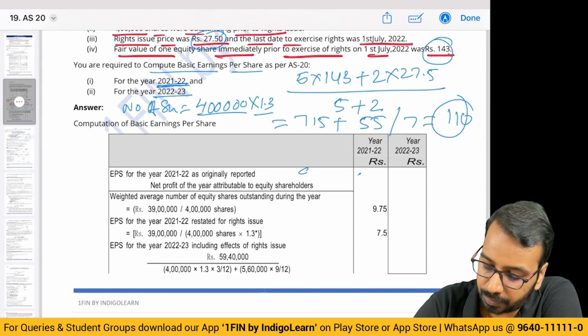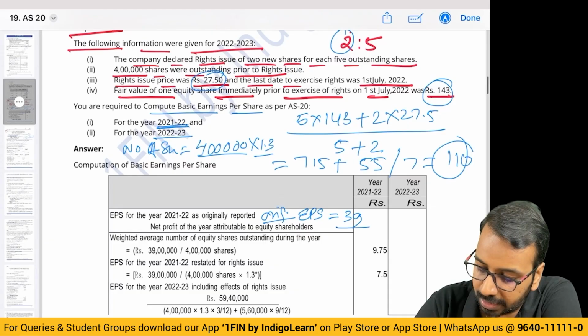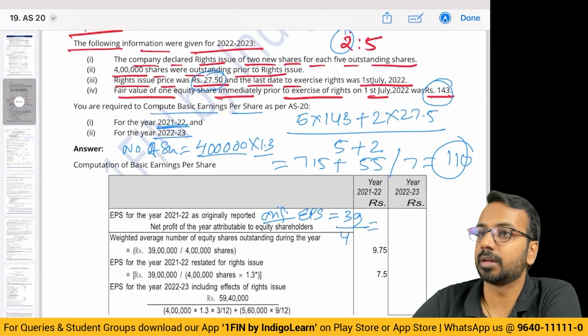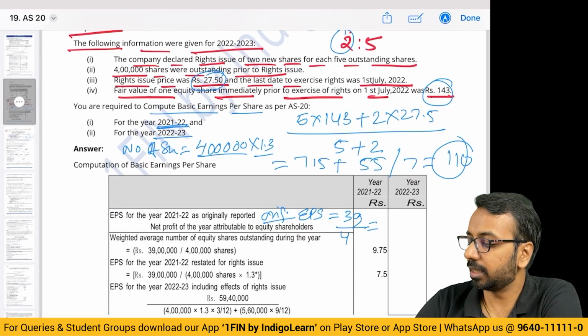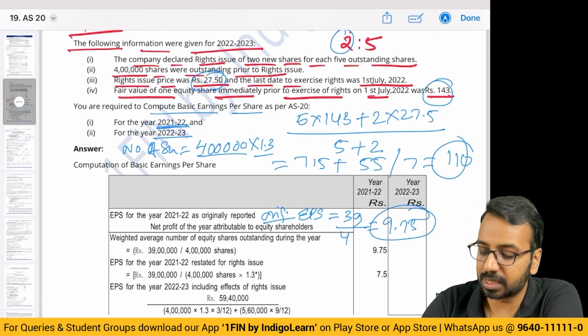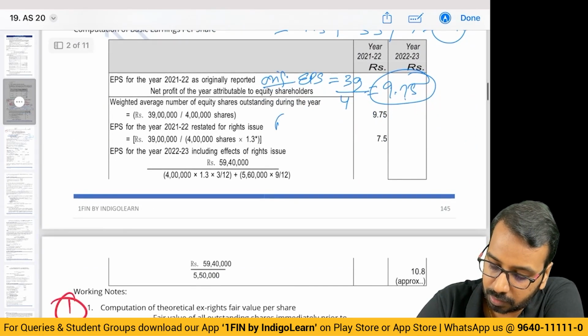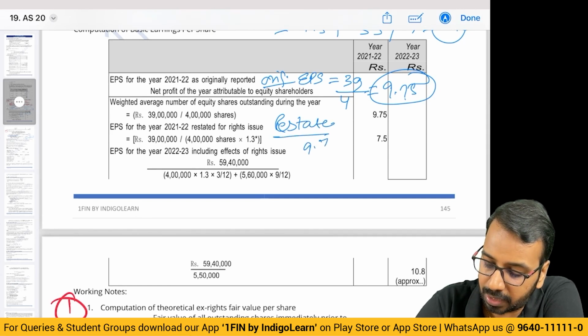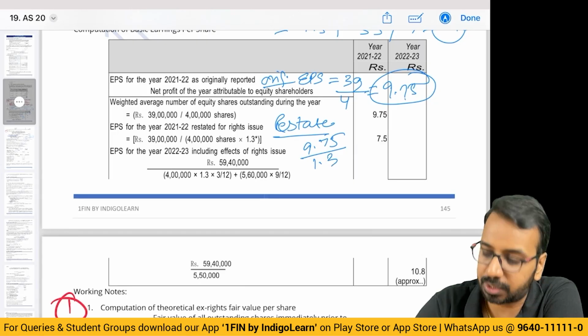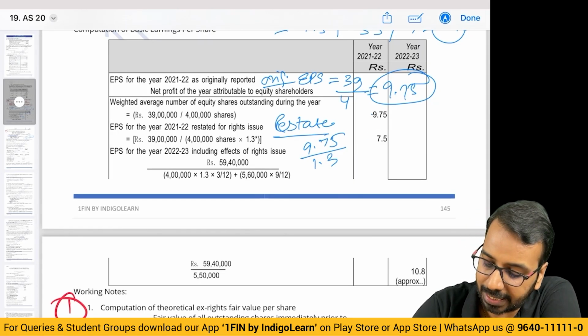for 21-22, EPS original is equal to 39 lakhs divided by 4 lakhs. That is 39 divided by 4, 9.75. This is the originally reported EPS. To restate this 9.75, what you can do? You can do 9.75 divided by 1.3. So 9.75 divided by 1.3, if I do, I get 7.5.